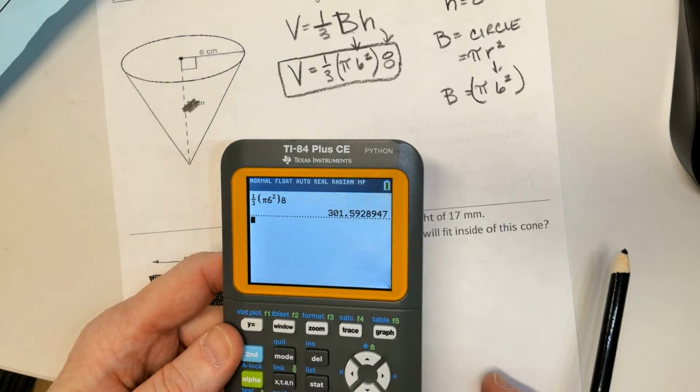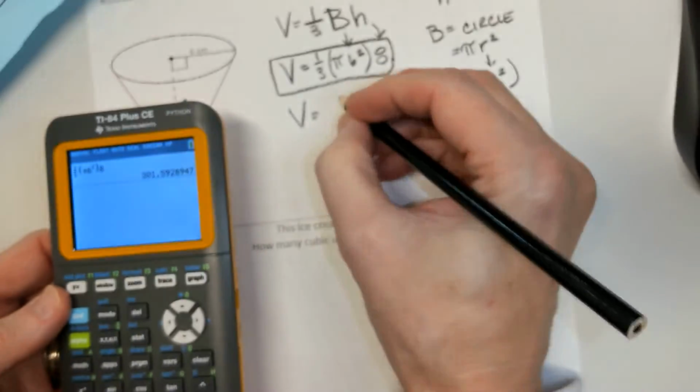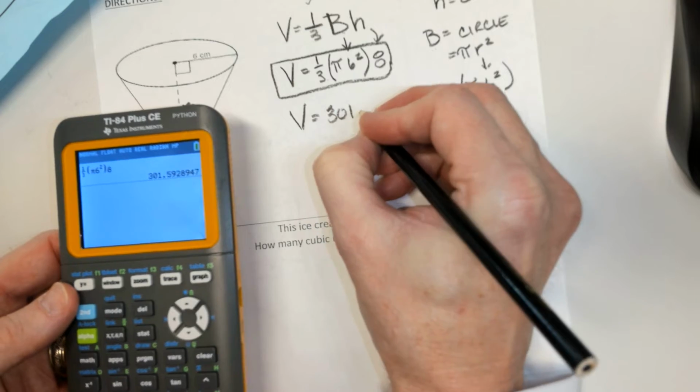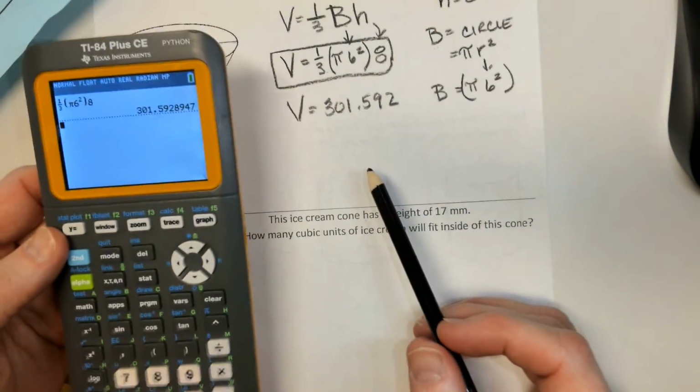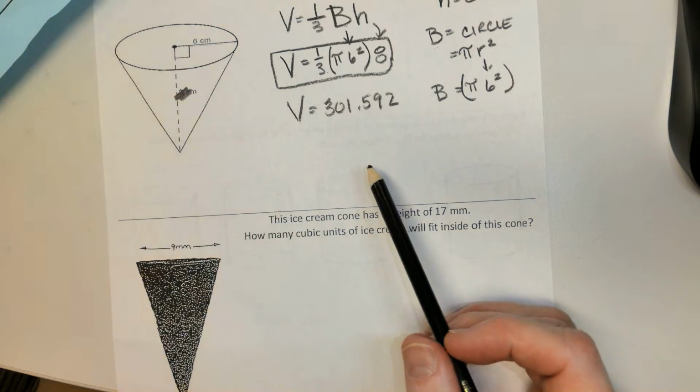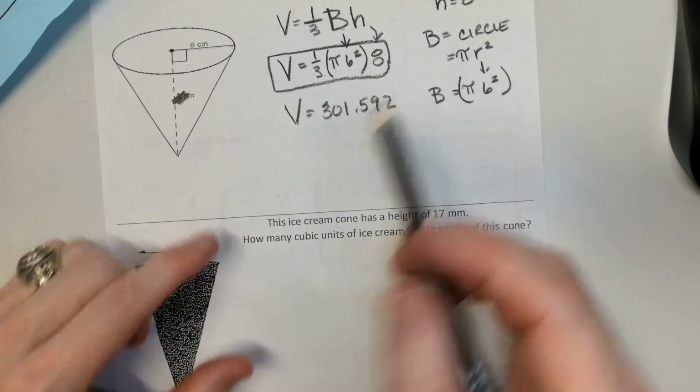Hit enter, and now I've got the total volume, much quicker a little bit today, for this cone. 301.592. I'm going to stop there because we're going to round to the nearest hundreds. Michael, which one of these numbers is the hundreds?